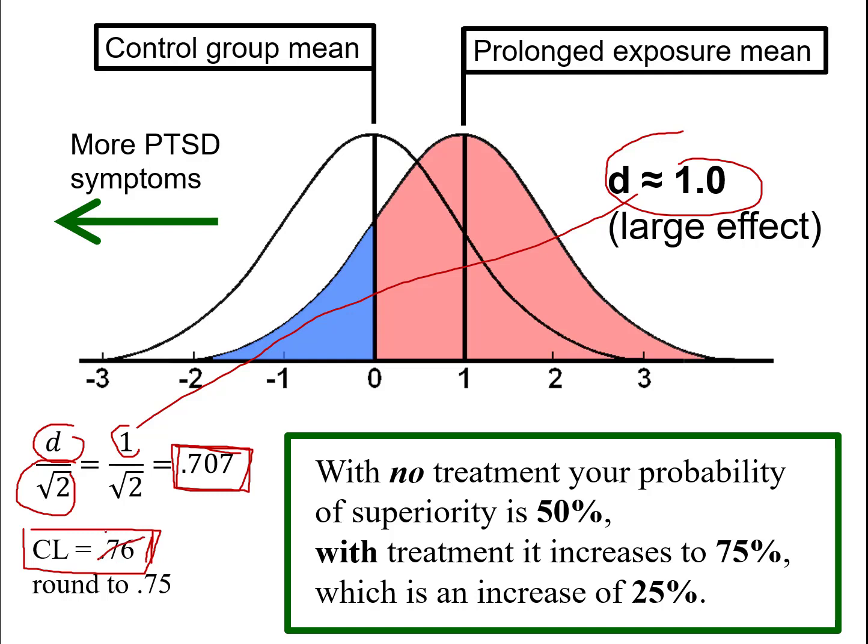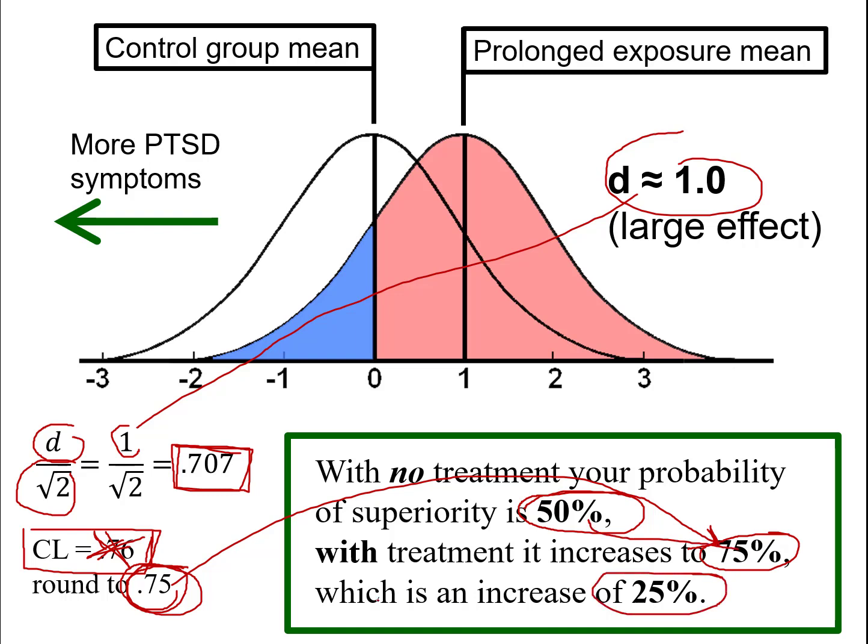So I'm not going to use this precise 0.76. I'm going to round it to 0.75. And that's where I got this value here to plug in right over here, 75%. That's why I got that value. So with no treatment, the probability of superiority is always going to be 50%. I calculated that with a d-statistic of 1, with treatment, that probability of superiority goes up to 75%. And so from 50% to 75%, that's an increase of 25%. So that's where I got those numbers from.